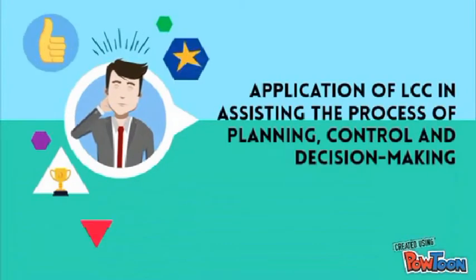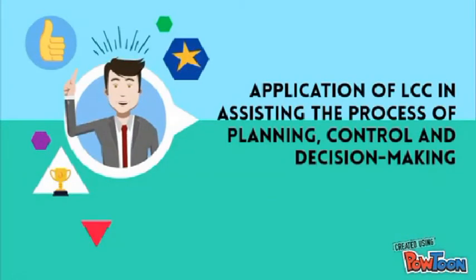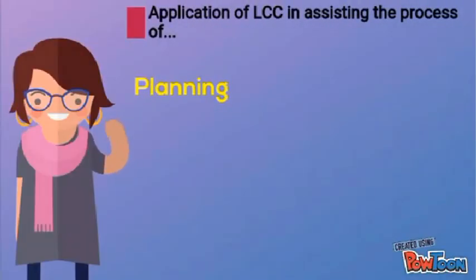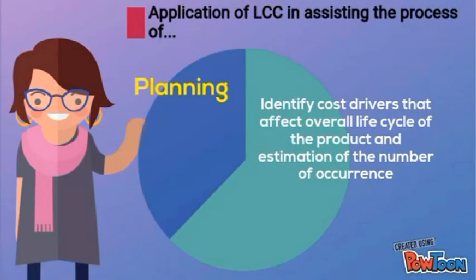Now, let us look at how life cycle costing helps in the management process. Under planning, life cycle costing helps the management to identify cost drivers that affect overall life cycle of the product and estimation of the number of occurrence. This helps to improve budgeting process as more accurate data can be incorporated into the planning phase.